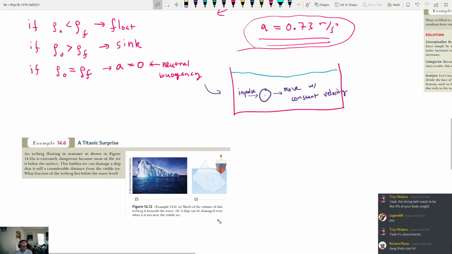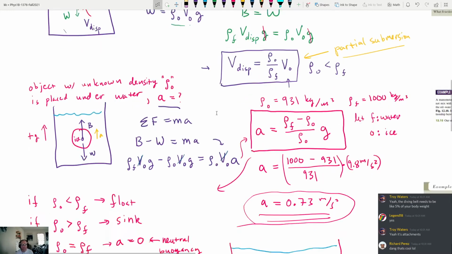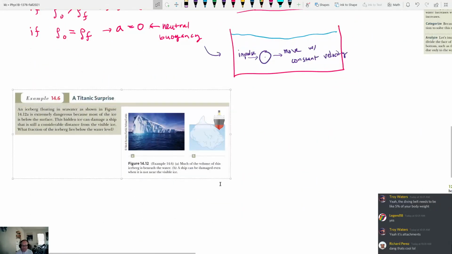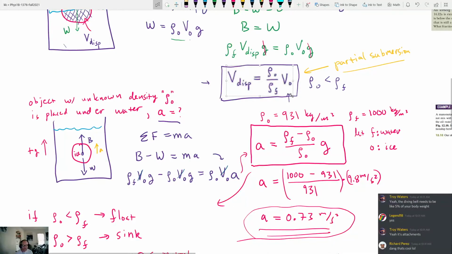Okay, this one's related to partial submersion. So I'll go ahead and grab this equation. Let me highlight this real quick and just say that this equation was for partial submersion. This is when an object is floating on top of the surface of water. Okay. All right. So here's a problem that deals with partial submersion. So let's take that equation and copy it down here.